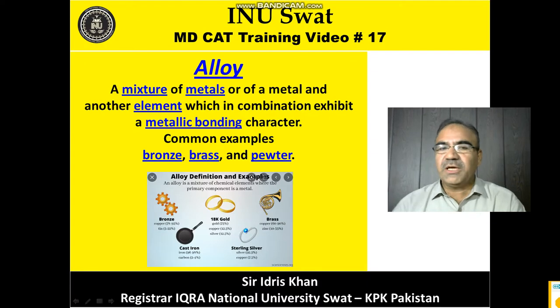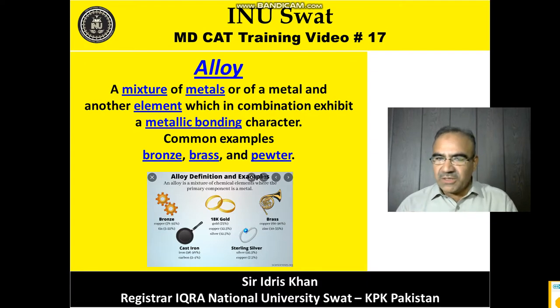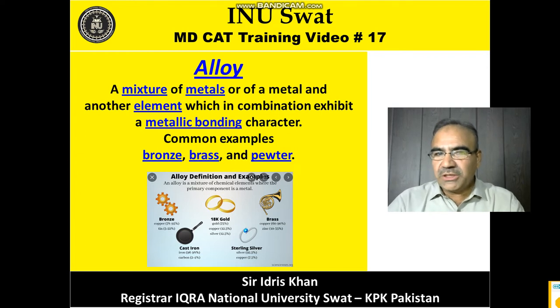The first definition we have is alloy. Alloy is a mixture of metals, or of a metal and another element, which in combination exhibit a metallic bonding character. We don't depend on a single metal; maybe for the sake of stability, strength, luster or some quality, we mix two elements. But the dominant element is going to be a metal.